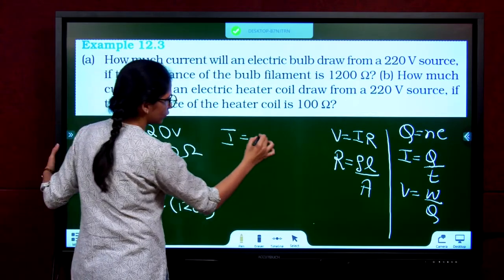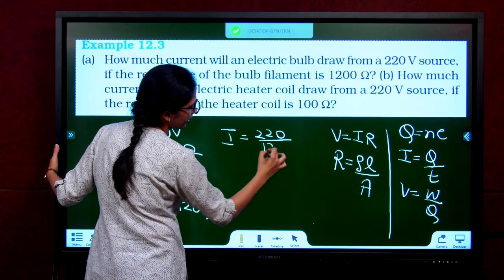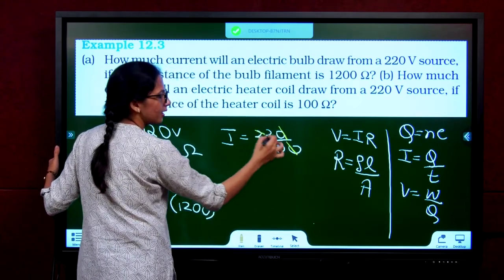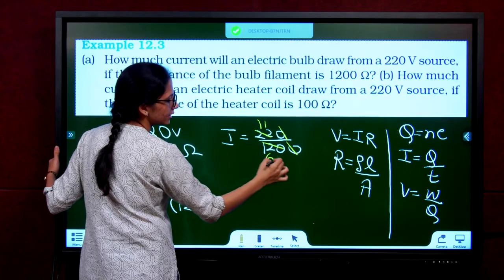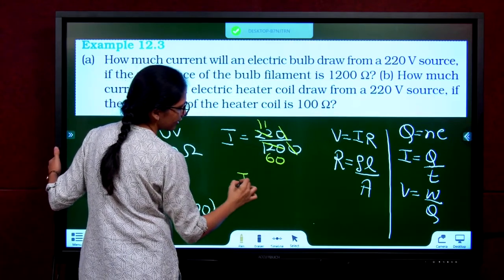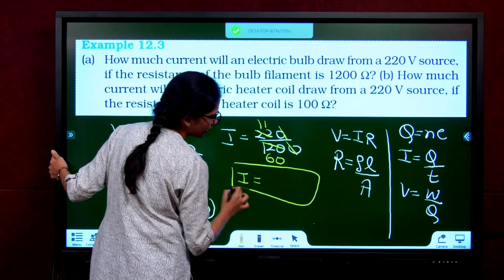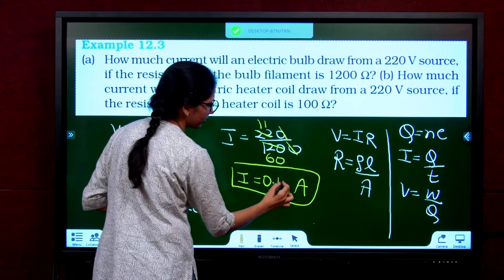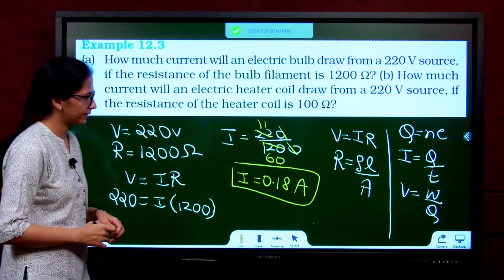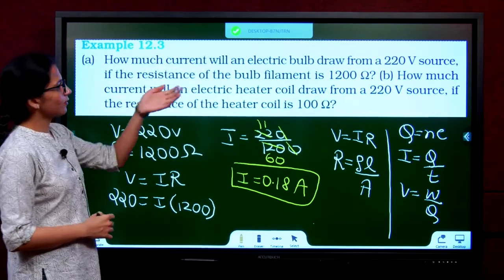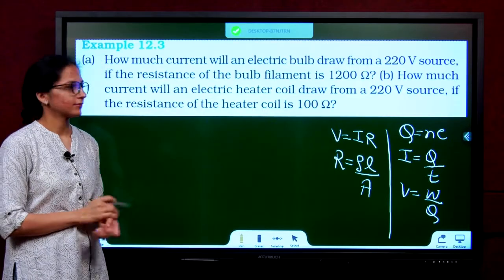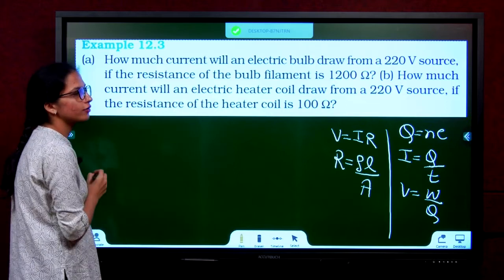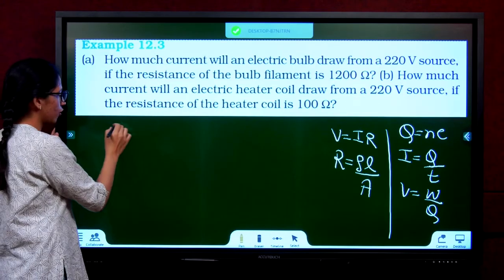I is equal to 220 divided by 1200. 0, 0 cancel. 2 11s are 22, 2 60s are 120. 11 by 60, divide and get the value in amperes. So how much is it? You will get 0.18 amperes. Now let's go to question B. Question B. How much current will an electric heater coil draw from a 220 volt source?